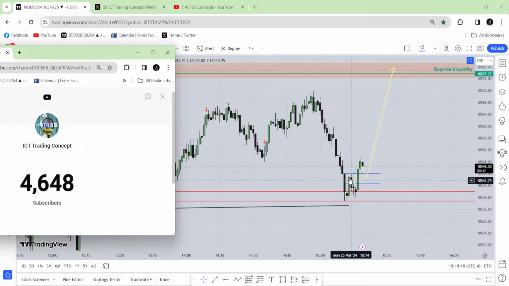Some of you will think this is a very nice market structure shift. I do not agree with you. It's not even a market structure shift. I am not going with that. If it works, bro, what is going to happen? I'm going to miss that trade. I am just going to miss that trade, nothing else.